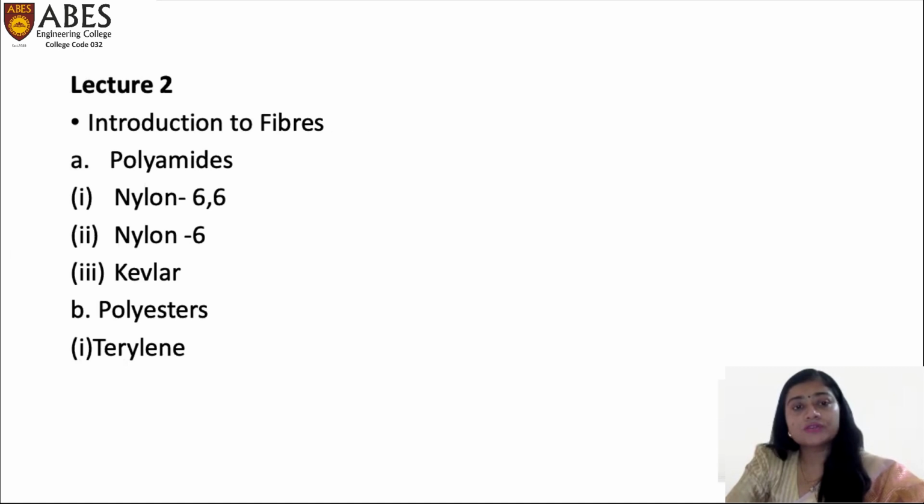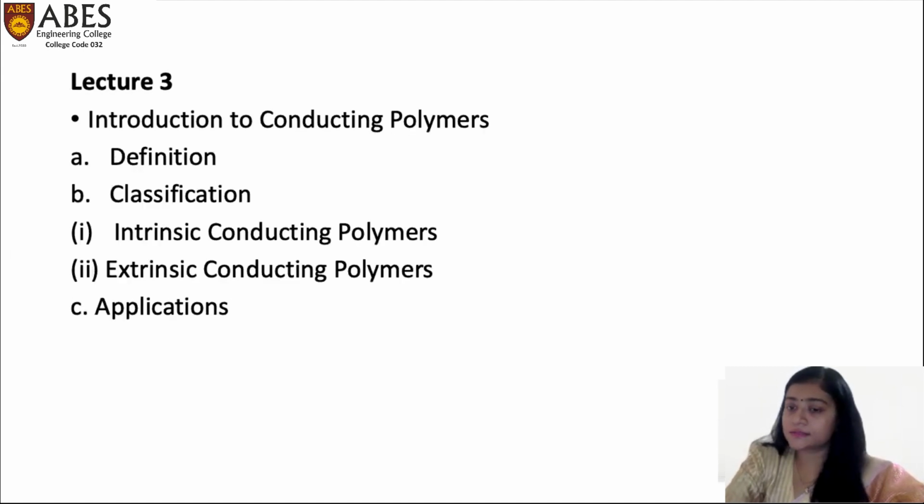Lecture 2 will include the introduction to fibers. The popular fibers in the industry are classified into two heads. The first is polyamides and the second is polyesters. Polyamides are further classified into three types: nylon 6,6, nylon 6, and Kevlar, which are in the syllabus. And terylene will represent the polyesters.